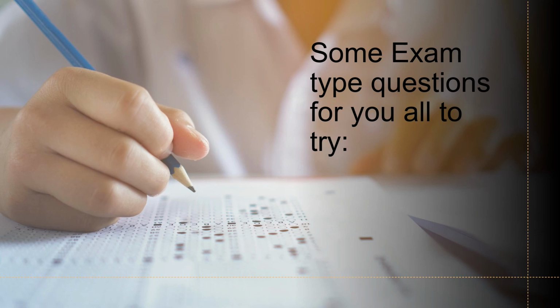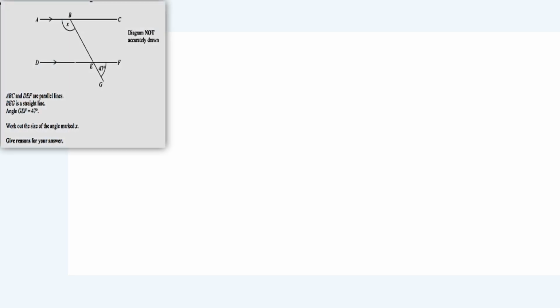Now here are some exam type questions for you all to try. Question 1 is here, where AB and DEF are parallel lines. BEG is a straight line. Angle GEF is equal to 47 degrees. Now work out the size of the angle marked X. Now remember, you need to give a reason for your answer. Give it a pause and try it by yourself.